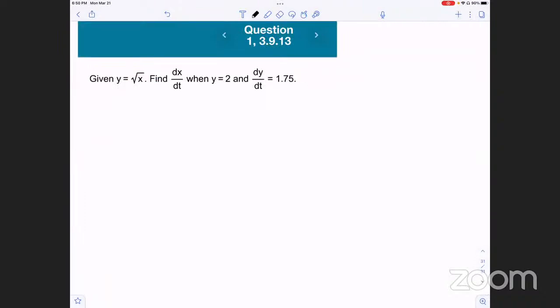So with this one, let's start here. Now we have y equals the square root of x, right? Let's take the derivative of each of these with respect to t. So the derivative of y is just going to be dy/dt. It just means we're taking the derivative of y with respect to t. The derivative of the square root of x with respect to t, you just take the derivative like normal.